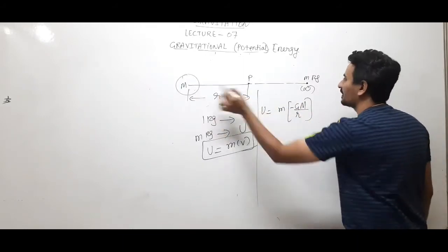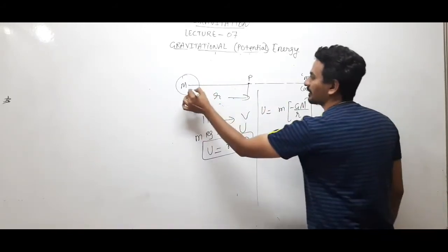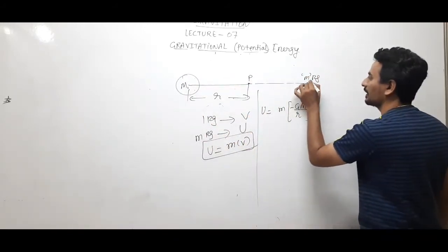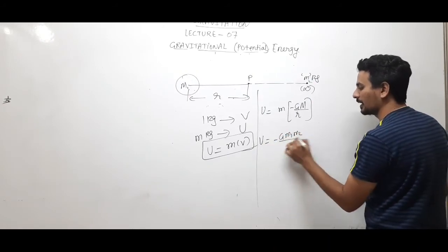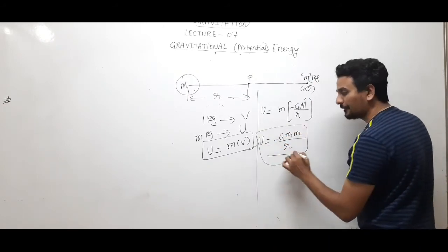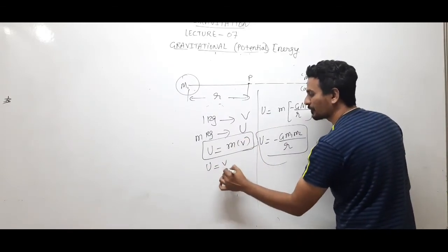So finally, potential energy between these two is defined as m into minus GM by R. This is capital M, this is any small m. Or let us take this as m1 and this as m2. So energy is defined as minus G m1 m2 by R. Clear? If m is 1 kilogram, then energy equals potential, of course.